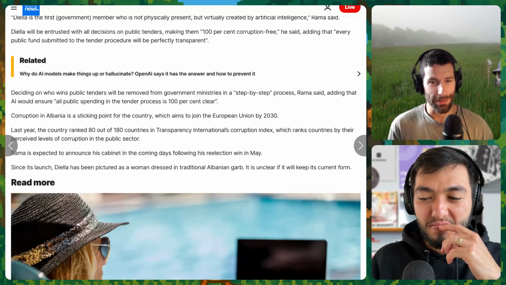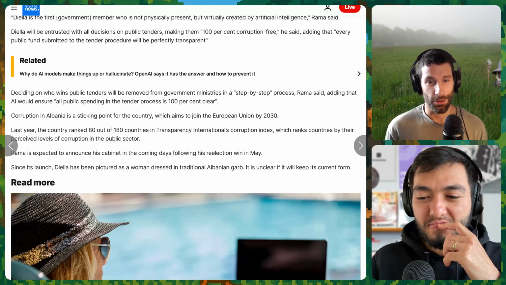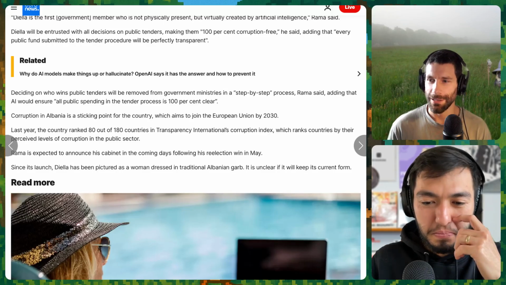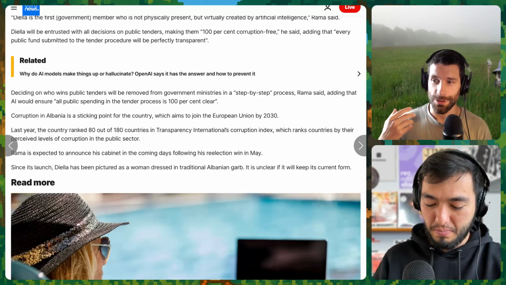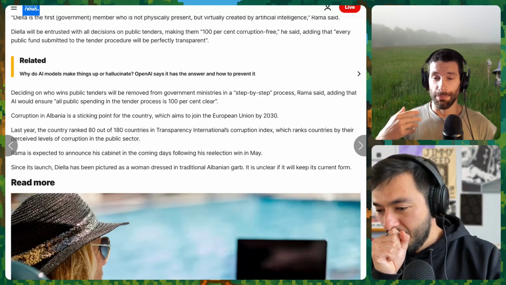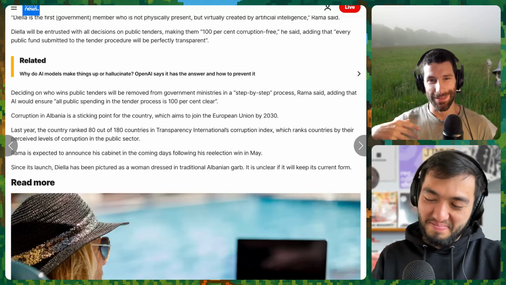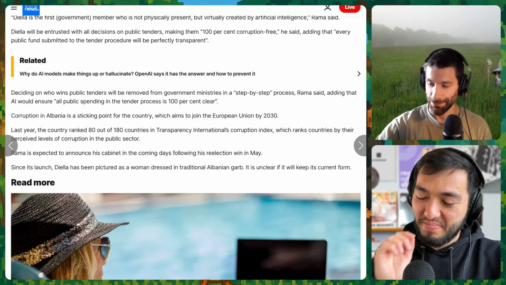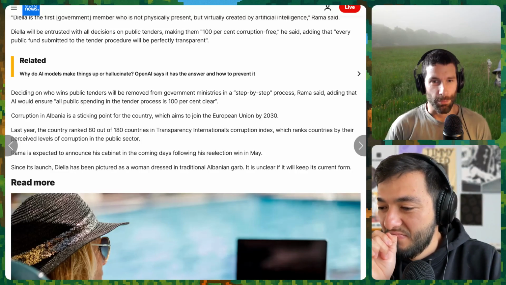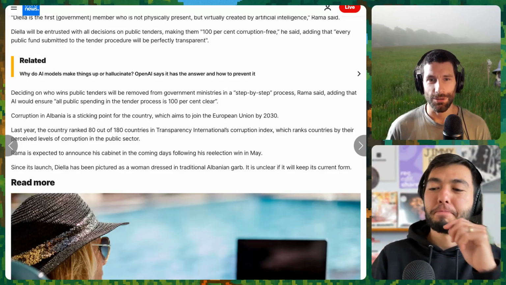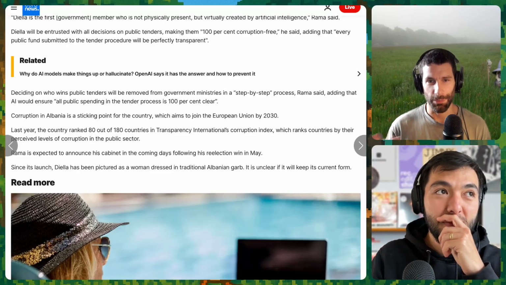What does it mean? Their objective here is to make the government corruption free. Maybe, what is a public tender? Let's say a government wants to build a new road. A simple example, they have to basically do a request for proposals. That is a public tender. You basically ask everybody that is interested to build this road for you to come up with their proposal.